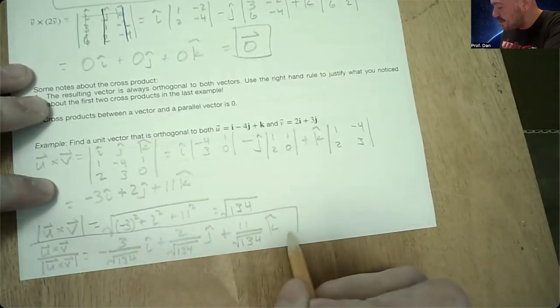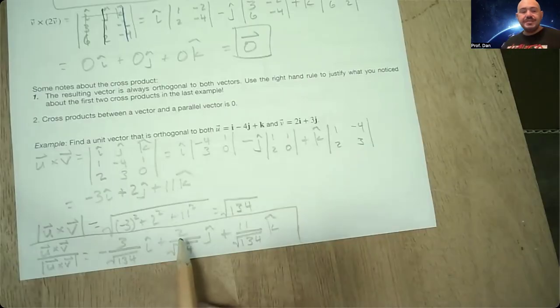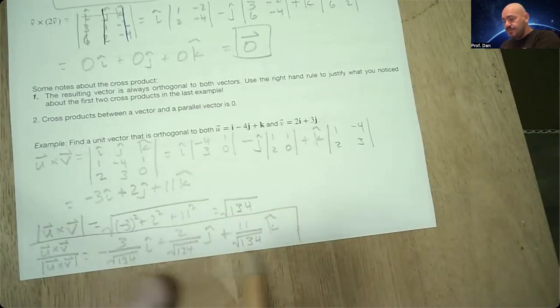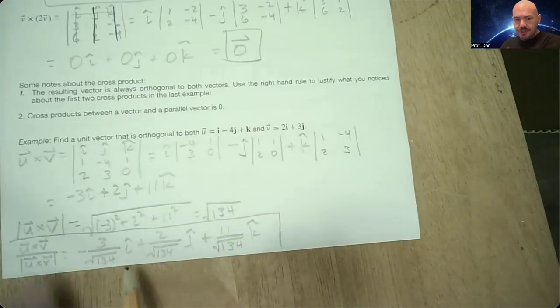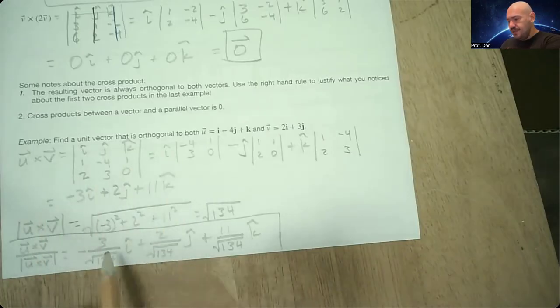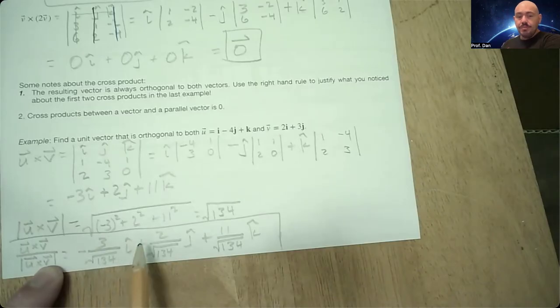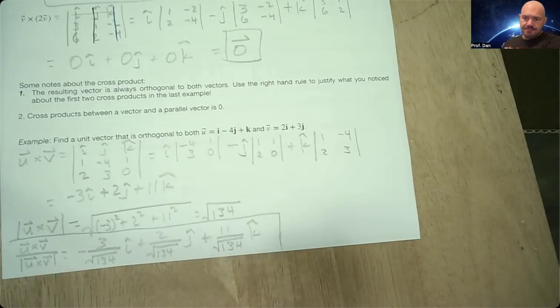That is our answer. Now, had you done this the other way and done v cross u instead, you would have got these same numbers, but the signs would have been switched. So if you did v cross u instead of u cross v, you would have got 3 over the square root of 134 i minus 2 over the square root of 134 j minus 11 over the square root of 134 k. So if you did it the other way and got that, kudos.